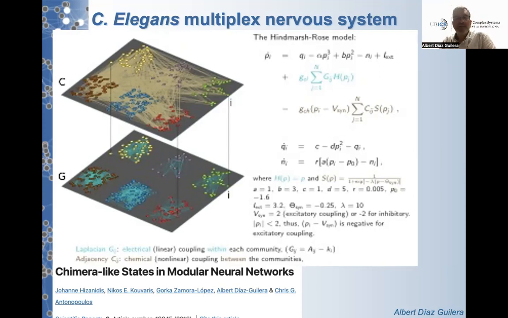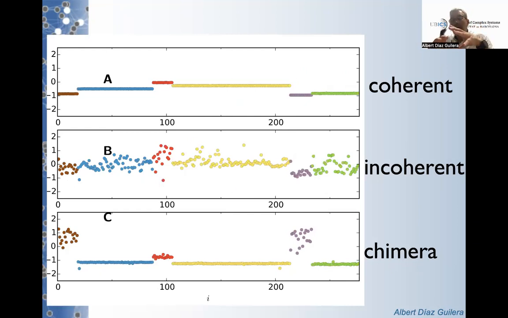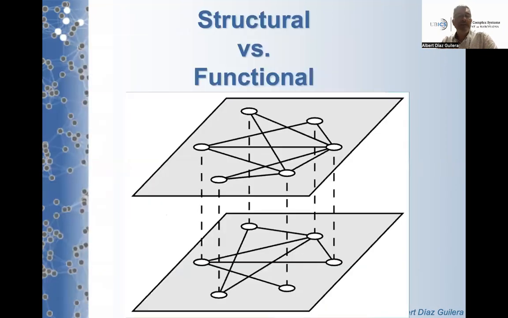In this case, we obtained a particular response of the system: depending on the parameters, we go from a coherent behavior to an incoherent behavior in all the communities separately, and finally to some sort of chimera behavior, because some of the communities were perfectly synchronized and the others had partially incoherent dynamics. So it's very clear that these two types of dynamics can coexist in this type of system.